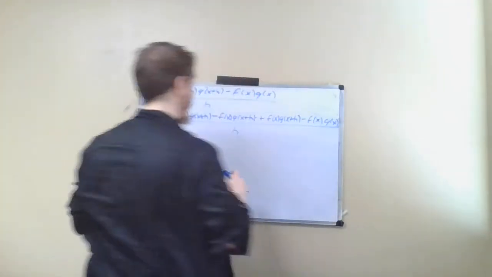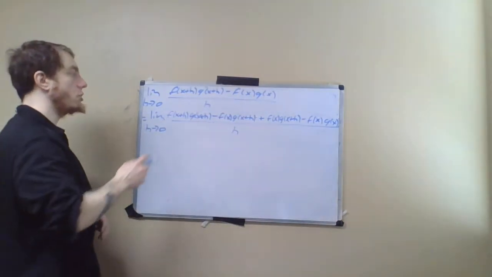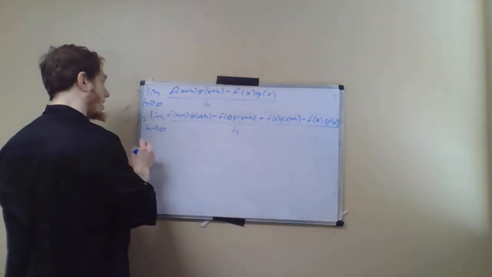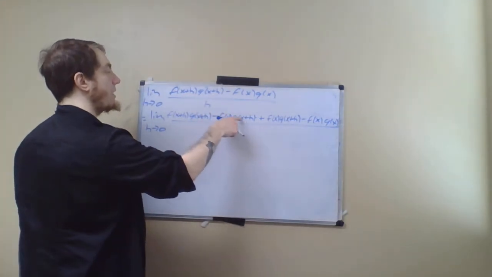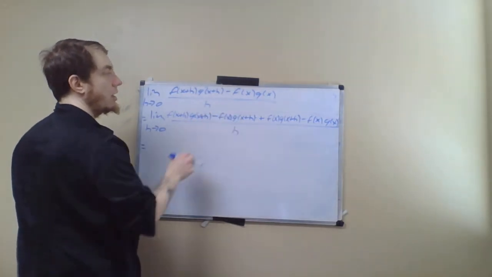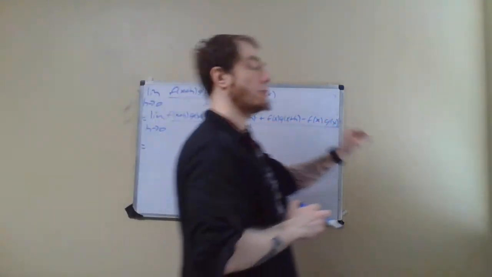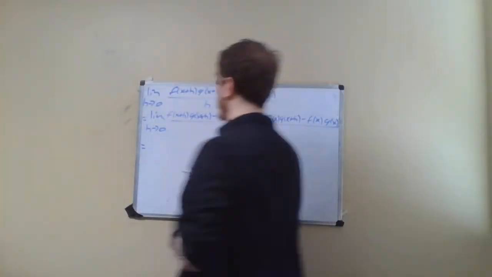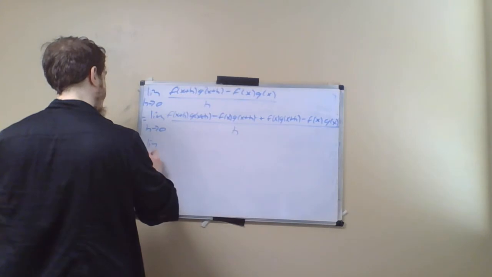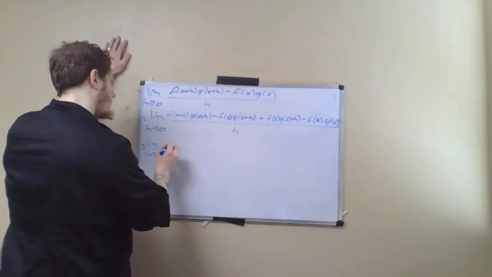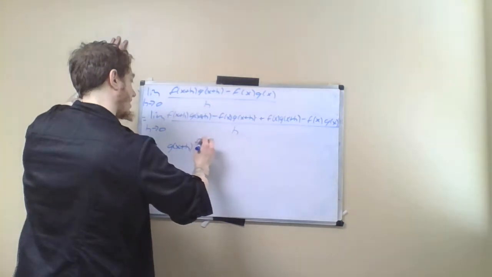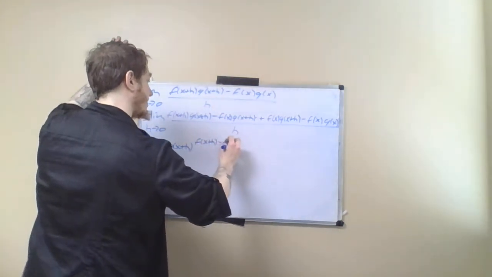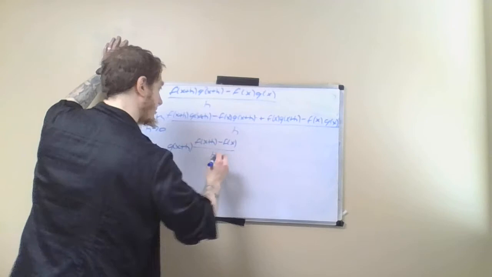Okay, so now I can break this apart into two fractions, because from the first two terms I can factor out a g of x plus h, and from the second two terms I can factor out an f of x. So I can rewrite this as the limit as h goes to 0 of g of x plus h times f of x plus h minus f of x, divided by h.